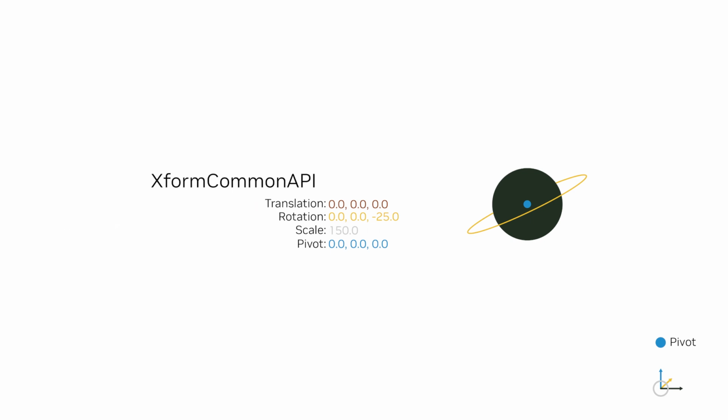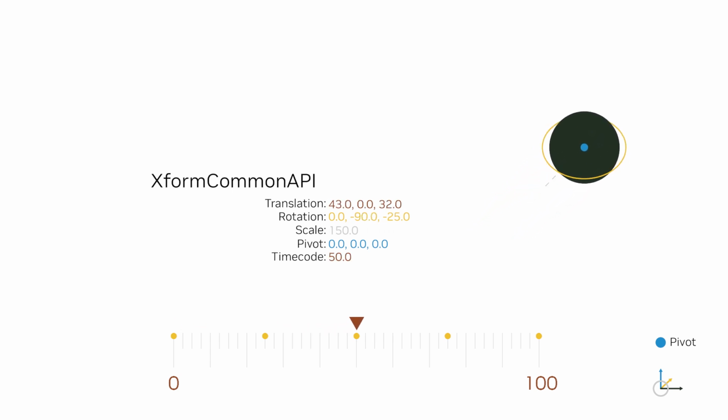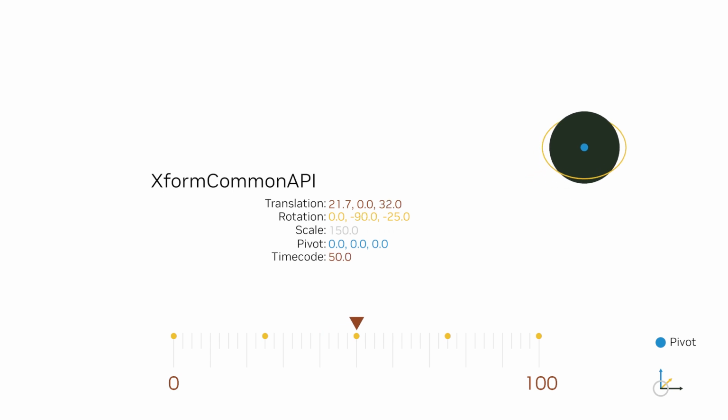The API provides methods to get and set these transformations at specific times. For instance, it allows the retrieval of transformation vectors at any given frame or timecode, ensuring precise control over the simulation process. There's another way to author and retrieve translations through the USD Geom XFormable function.